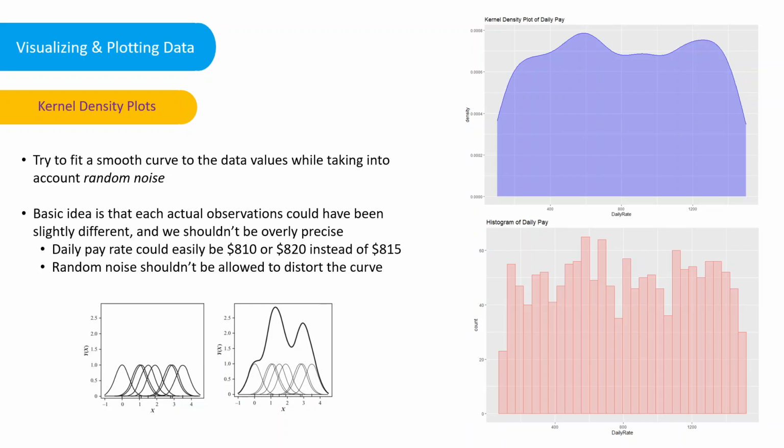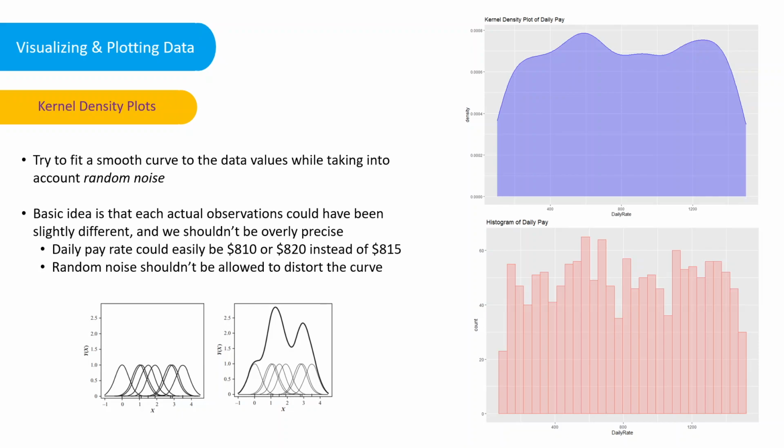And so the basic idea is that each actual observation could have been slightly different, and we shouldn't treat this as being exact. We shouldn't be overly precise. So as an example, the daily pay rate could easily be 810 or 820 instead of 815, right, for a given observation. And so kind of like how a histogram would group the values between 810 and 815 together possibly, or whatever the interval is that we choose for the histogram, a kernel density plot takes a slightly different approach and instead tries to plot possible values that could have occurred for each actual observation.